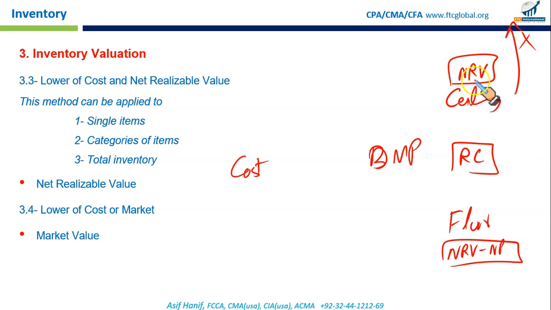In that case, the ceiling, NRV, would be the designated market price. If replacement cost falls below the floor, it is ignored. In that case, your floor, which is NRV minus normal profit margin, would be considered as the designated market price.